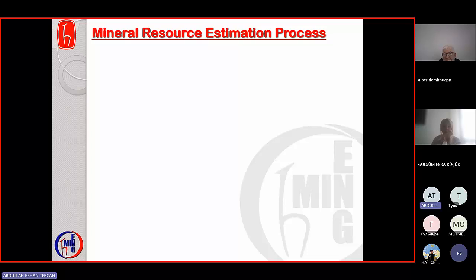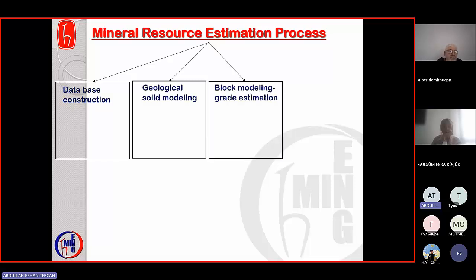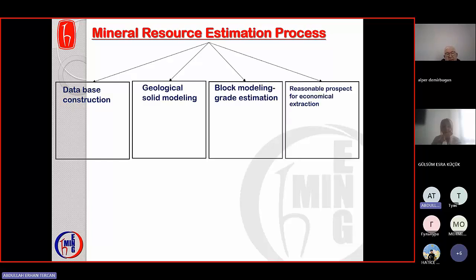Mineral resource estimation process consists of database construction, geological solid modeling, block modeling, and grade estimation, and finally determining a reasonable prospect of economic extraction. Database construction starts with collection and assessment of primary and secondary data. At the end of this stage, resource database is obtained.